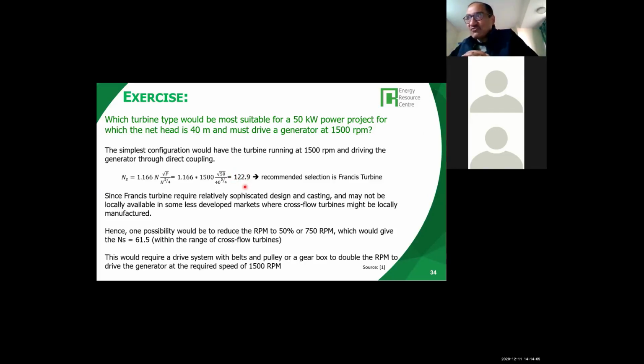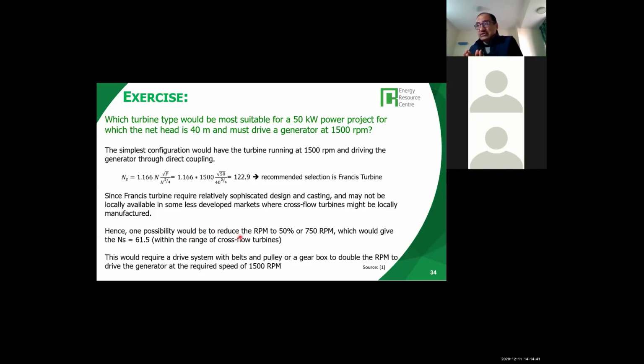But as I mentioned, for micro hydro and mini hydro projects, Francis turbines are not preferred because of their relatively sophisticated design and casting, and they may not be available in some less developed markets where cross-flow turbines might be locally manufactured. Hence, we reduce the RPM to 750, which gives an NS value of 61.5, within the range of the cross-flow turbine.